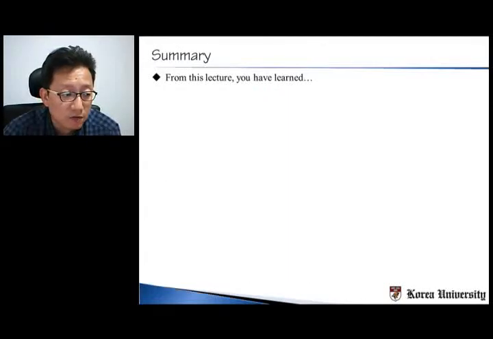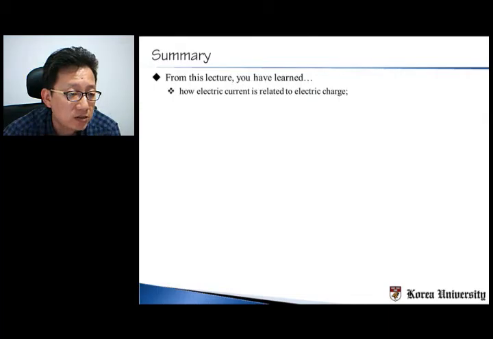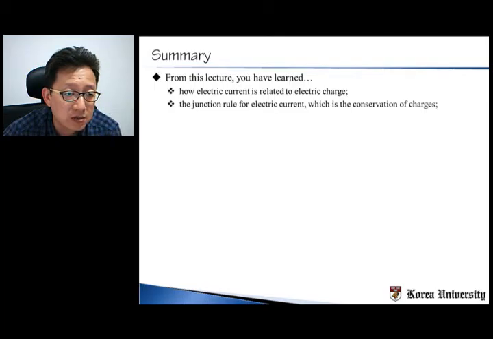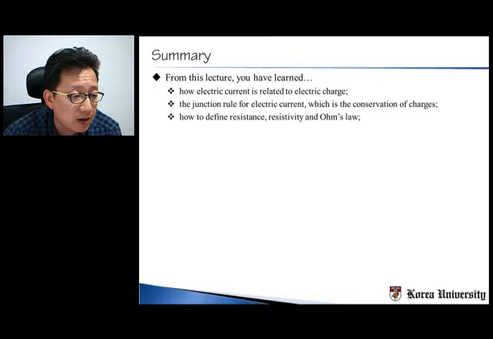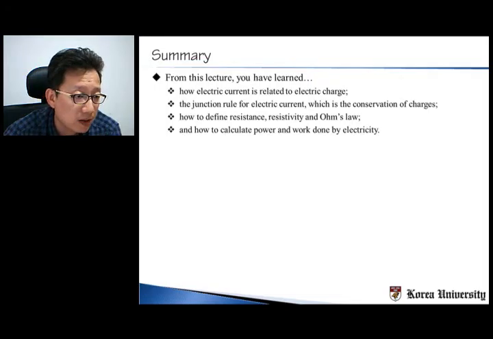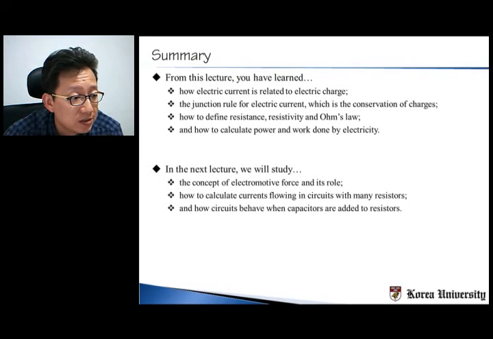Finally, let's make a summary. From this lecture, you have learned how electric current is related to electric charge, and the junction rule for electric current, which is related to the conservation of charge, and how to define resistance, resistivity, and also Ohm's law, and how to calculate power and work done by electricity. Please make sure you understood all of these.